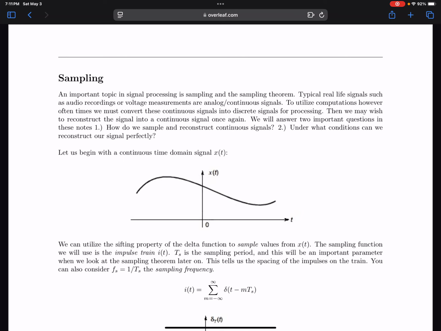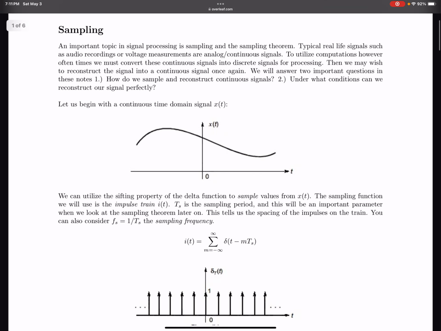We're going to answer these two questions. First, how do we sample and reconstruct continuous signals? And second, I'm going to cover this in the next video, but in the same notes: under what conditions can we perfectly reconstruct the signal? So let's go through this step by step. Let's start with some continuous time signal x(t), as shown in the diagram here. It's just some smooth continuous function.